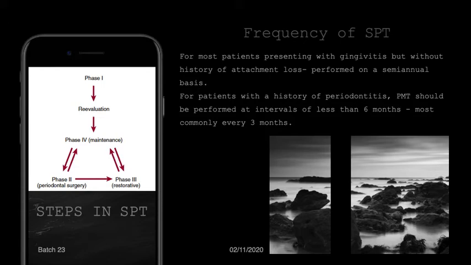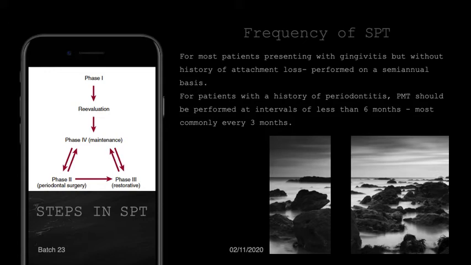So when will we start supportive periodontal therapy? Basically, supportive periodontal therapy should be started after phase 1 therapy. So the re-evaluation of phase 1 should include phase 4 or maintenance therapy. So after every phase of periodontal management, you are going to keep a maintenance phase.